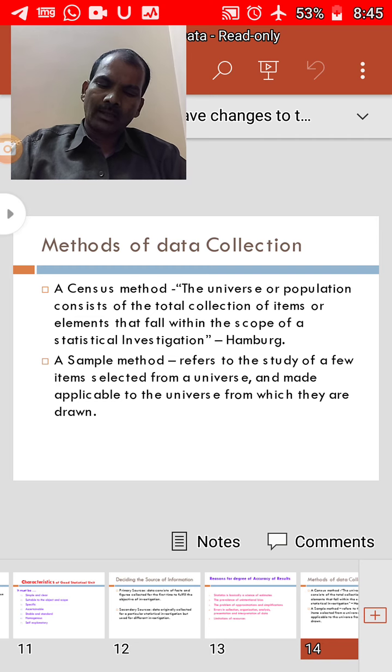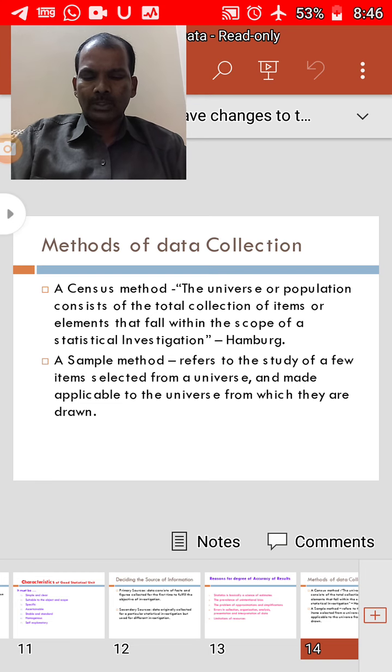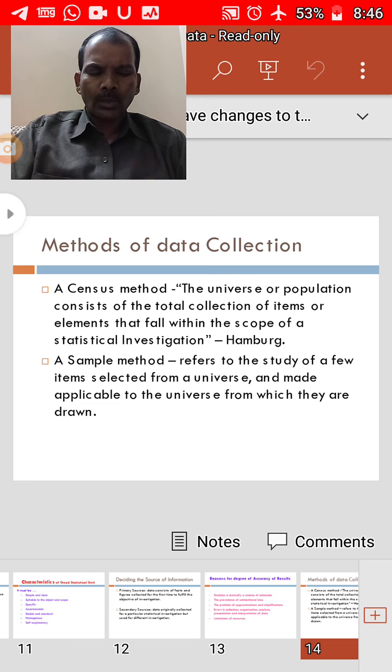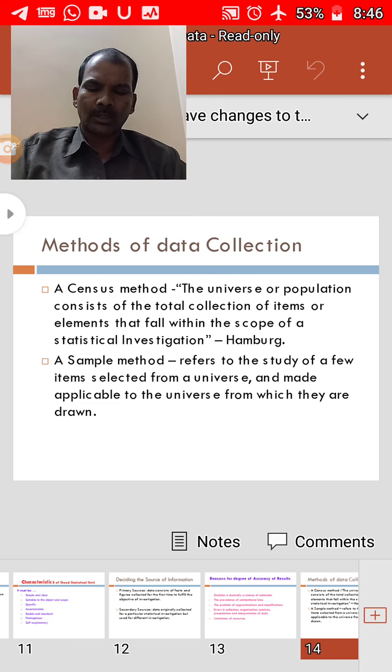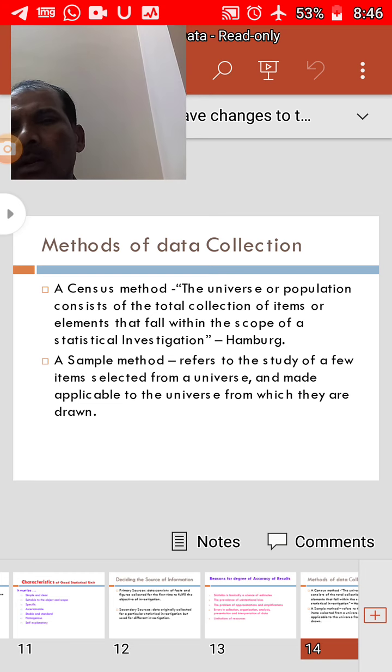Okay. On the other hand, sample method refers to the study of a few items selected from a universe. Thus, the results obtained through the sample method are made applicable to the universe from which they are drawn.